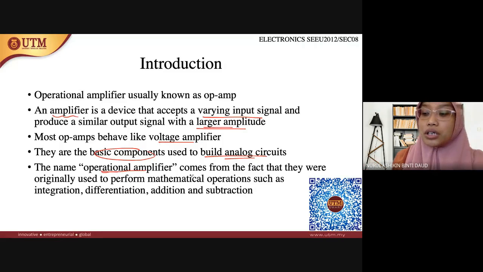So in ancient times, they used the OP-amp for mathematical operations to solve mathematical problems such as integration, differentiation, addition, and subtraction. So this is how people during those days used the OP-amps. Nowadays, we use this OP-amp inside our electrical circuits.